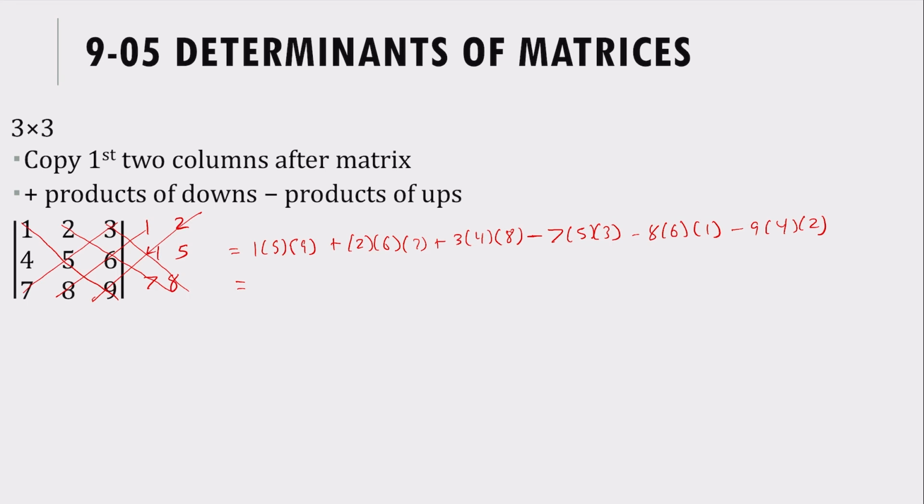And then it's just simplified, so this is 45, and this is 84, and 96, 105, 48, 72, and now combine all those together and you get 0.